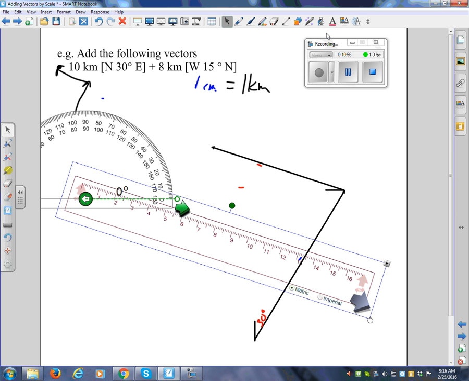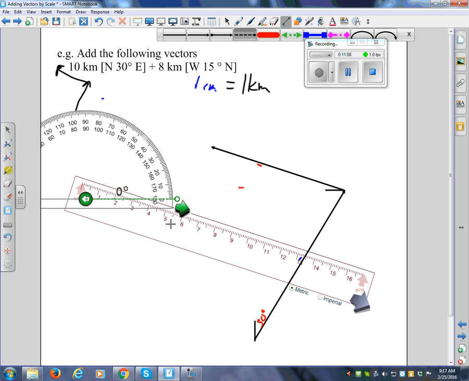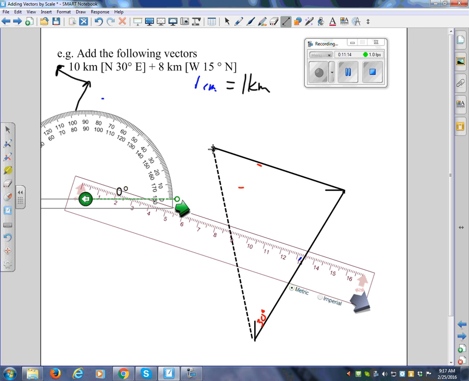Andrew, what's the next thing? Don't know? What did we do yesterday? Once we got our 2 vectors, what do we do? Draw the resultant. Where does it start? Where you started. I'm going to do it in a different color, or I'm going to do mine dashed because it's easy. Where you start to where you end.